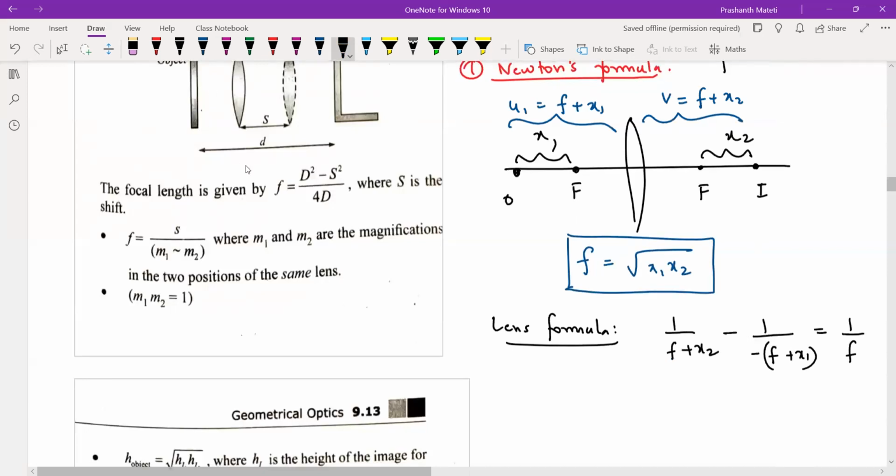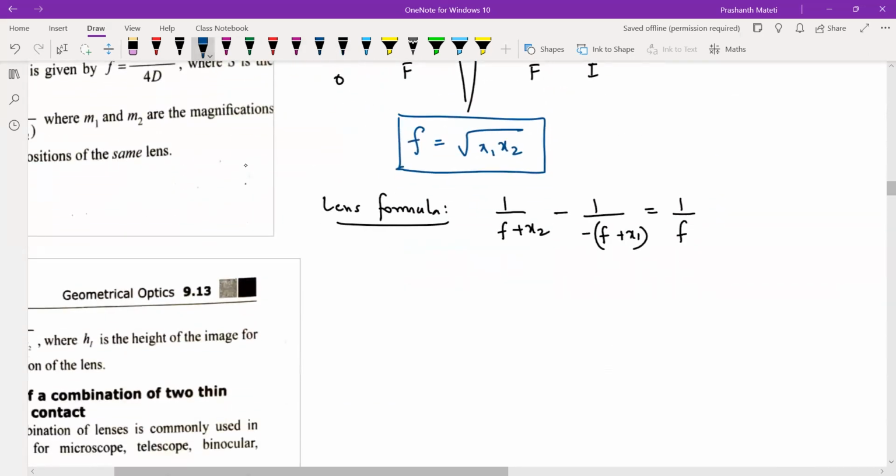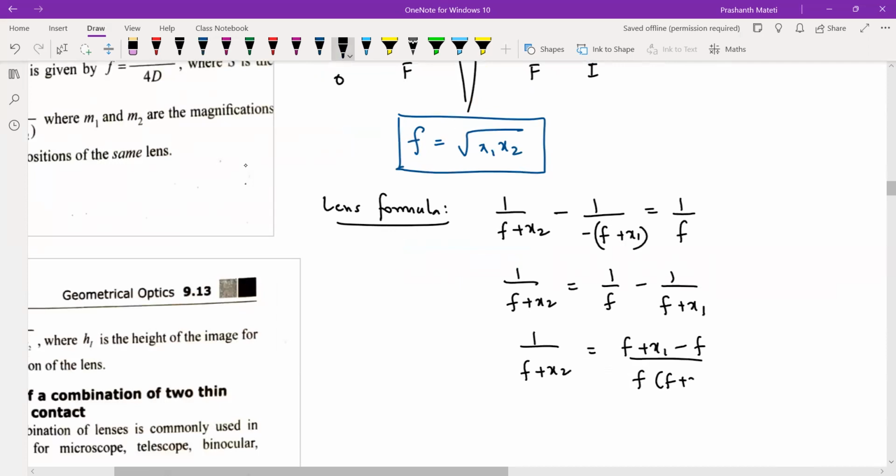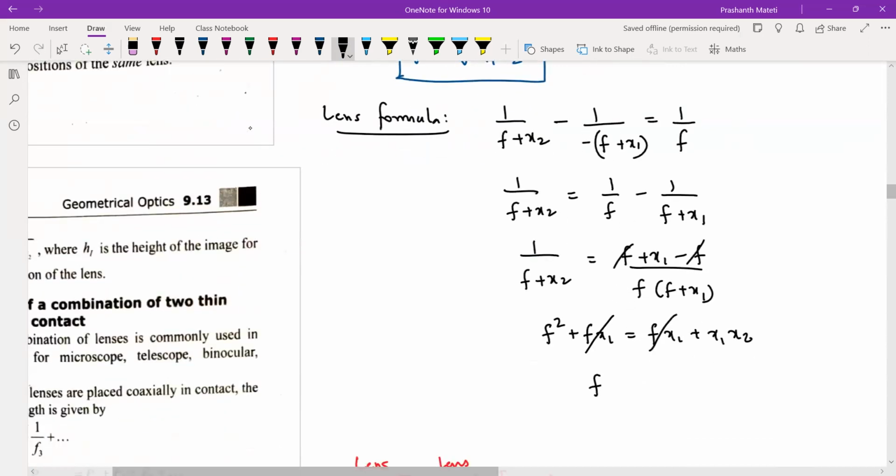Now we just have to solve. If you solve this: 1 by f plus x2, minus into minus becomes plus, 1 by f plus x1. If it comes to this side it becomes minus. So 1 by f plus x2 is equal to (f plus x1 minus f) by f into (f plus x1). f got cancelled. Then sending this to this side, f square plus fx1 is equal to f into x1 plus x1 x2. So fx1 got cancelled. What you get is f is equal to the square root of x1 x2. Understood?